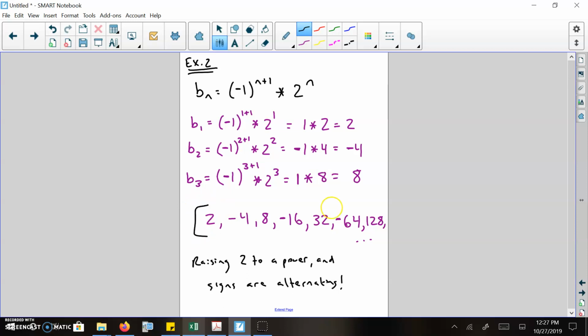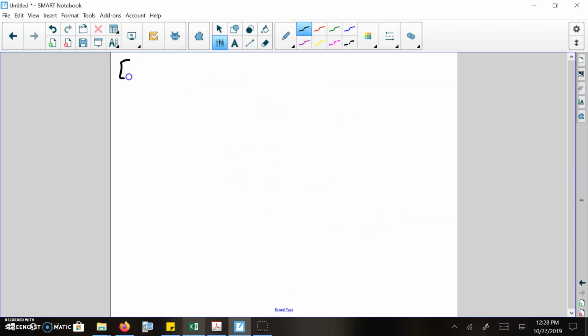The first 5 terms of this sequence right here would be those 5. Okay, so keep this in mind. This (-1) to the n plus 1. If you ever want to make the signs on your terms alternate, this is a pattern we can use, and we'll get back around to this in a little bit on another example. Okay, let's try one more like this.